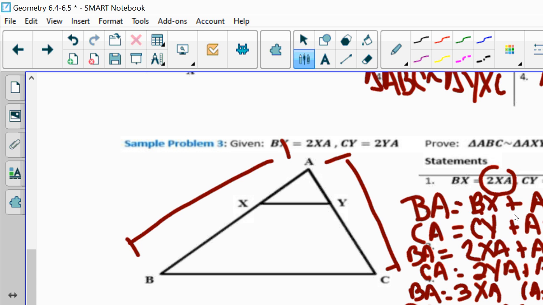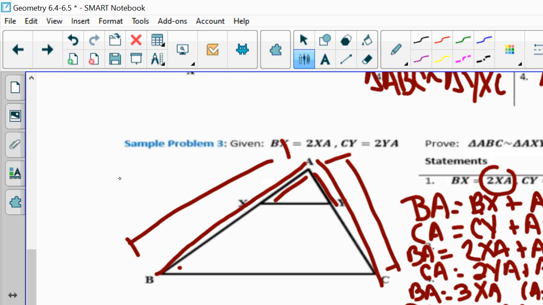So now I can say BA over XA is equal to, instead of 3, I'm going to replace 3 with CA over YA. It's my substitution property again. So now I've got this side, it's proportional to this side, which is proportional to this side over this one. So basically I've just proven, okay, those.